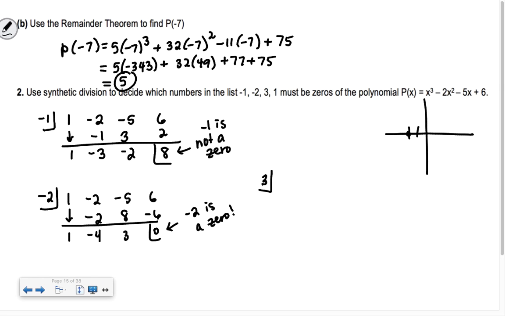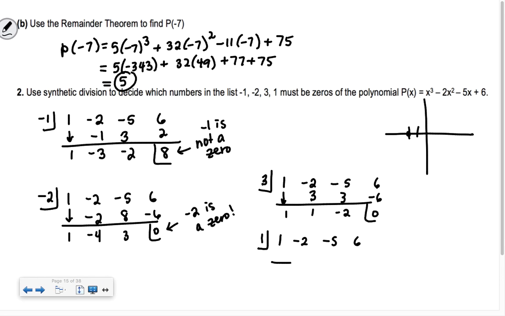So you can have more than one 0. So we do 3. So how about this side of the room? You guys do 3. The other side of the room, you guys do 1. You're doing 3 because you already started it. It doesn't take very long, actually. So 3 is a 0. What about 1? 1 is also 0. So we have 3, and we have 1.